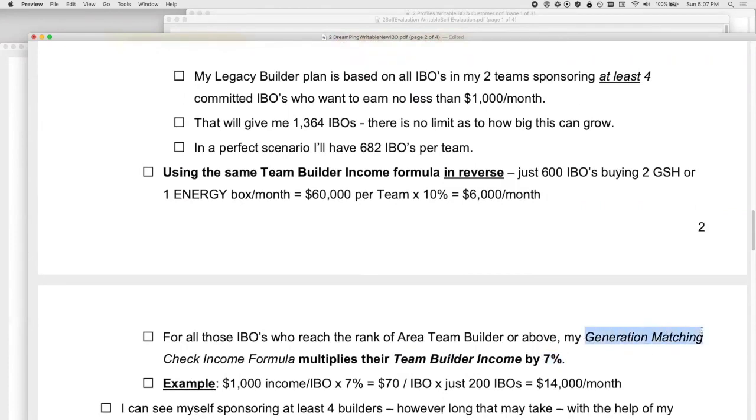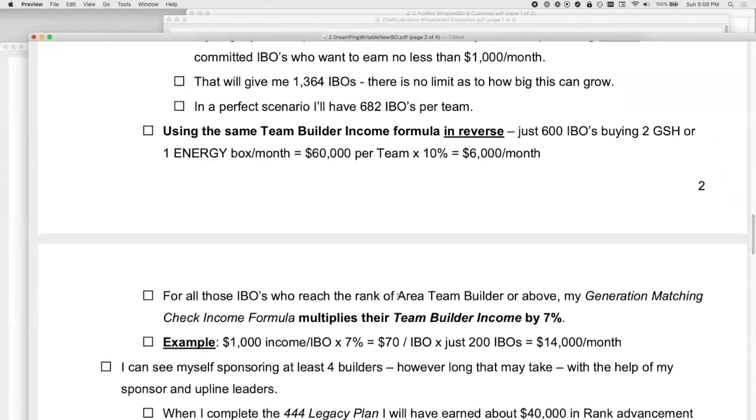This is the generation matching check income formula. What that means is when you have these people who are earning a team builder income, every time they earn a check, you get 7% of whatever they earned. So 1,000, they don't have to stop there. It could be 3,000, 4,000, 10,000, whatever it is, doesn't matter. Whatever it is, you're going to earn 7%, and that's every week. So this is a very, very powerful part of the income stream. That's why we say it's part of the legacy, because it takes time to build people into the area team builder rank or above.